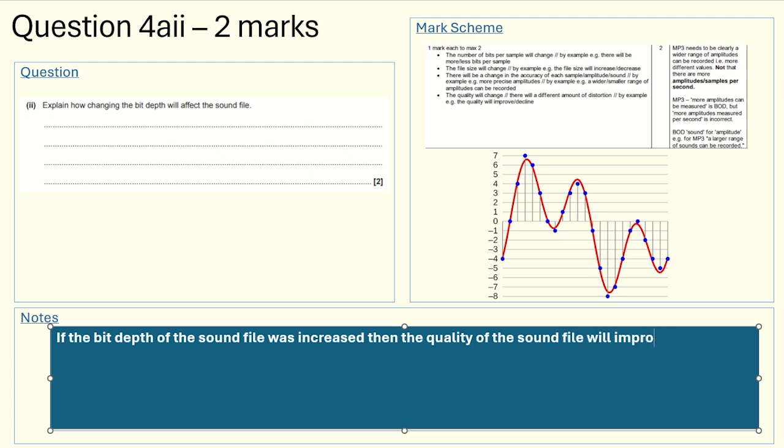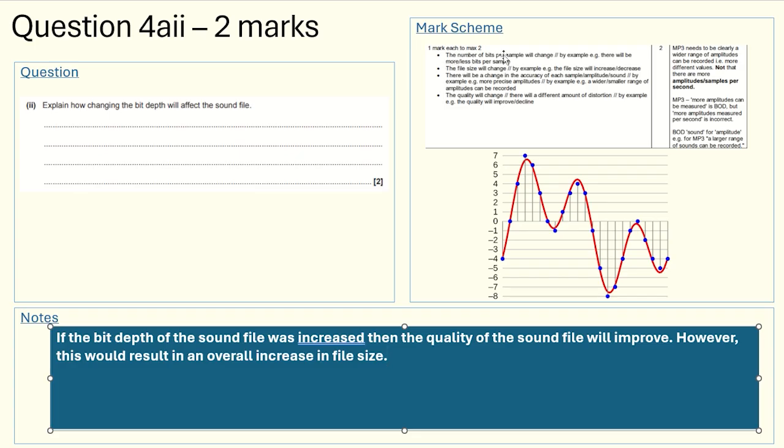Okay, because we're getting a closer representation of the red line here, which is the analog wave, and we're trying to recreate it digitally. So we know the quality of the sound file would improve. Again, if we've increased it, then we know that we're going to need more data to store within this audio file. So however, this would result in an overall increase in file size. Okay, perfect answer.